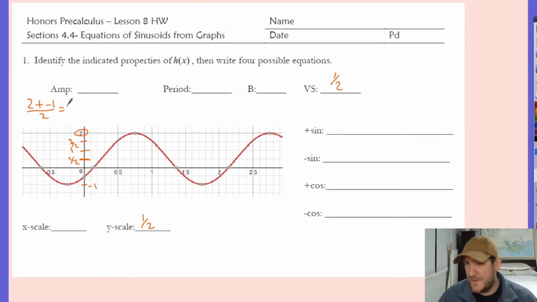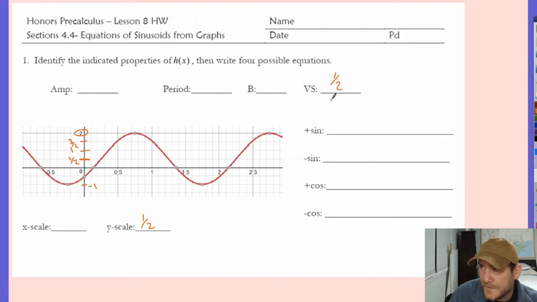I shouldn't write that there. Hold on. I'm going to regret that if I put that there. This is the vertical shift. So it's the average of the max and min. So 2 plus -1 over 2 equals 1 over 2 equals a half. You're just averaging these things to find the middle.